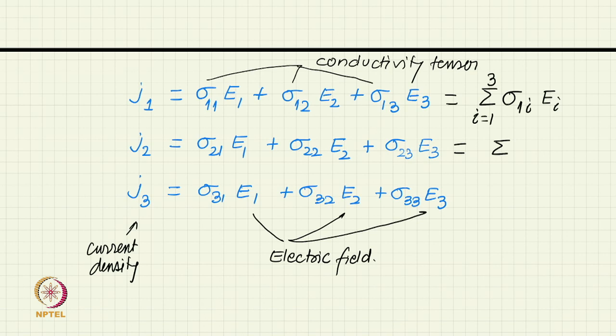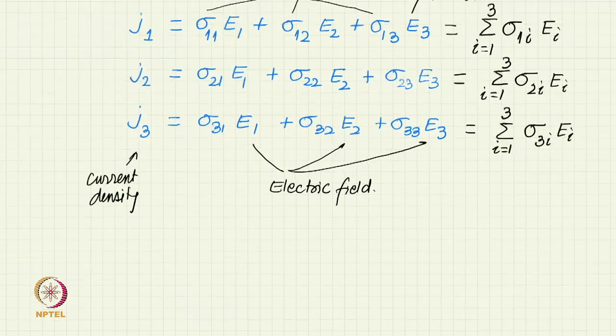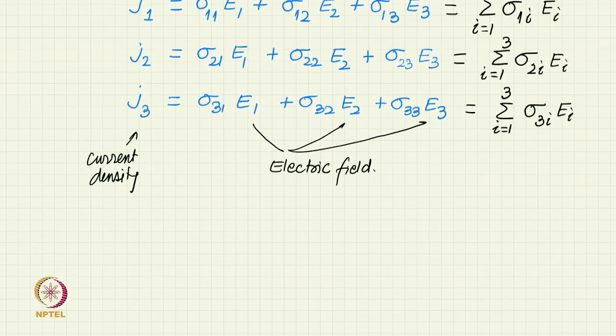Similarly, J 2 is sigma 2 I E I, I going from 1 to 3, and J 3 is sigma 3 I E I, I going from 1 to 3. So, this notation is a little bit more compact than writing them out in full. Summation saves us writing all the terms.